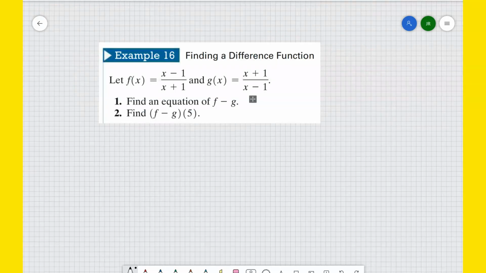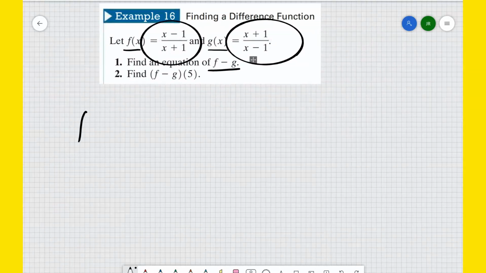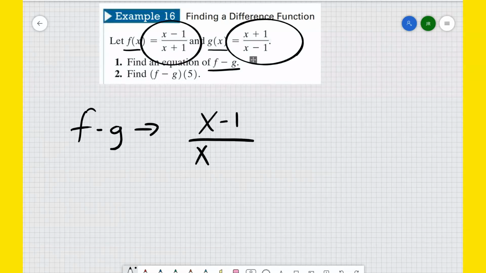All right, example 16. I'm not doing every example. I'm skipping some of the tougher ones, because we're not going to do any like that. Okay, so it gives me f of x, and it gives me g of x, and it says find an equation for f minus g, which just means I have to subtract the f function and the g function. So f minus g just means I'm going to do x minus 1 over x plus 1, which is f, minus x plus 1 over x minus 1, which is g.